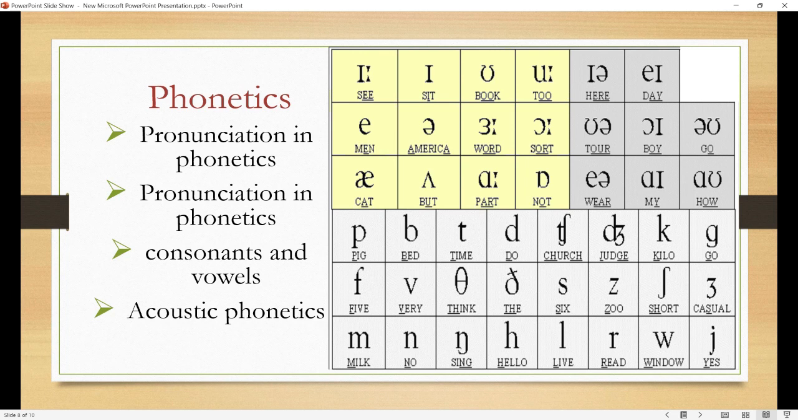Interdental, sounds produced with the tongue in between the upper and lower teeth, such as theta, the th sound in think. Alveolar, sounds produced with the tongue at or near the ridge right behind the upper front teeth, such as T, D, S.